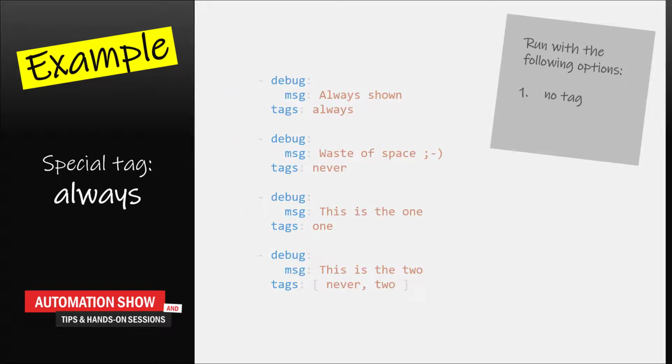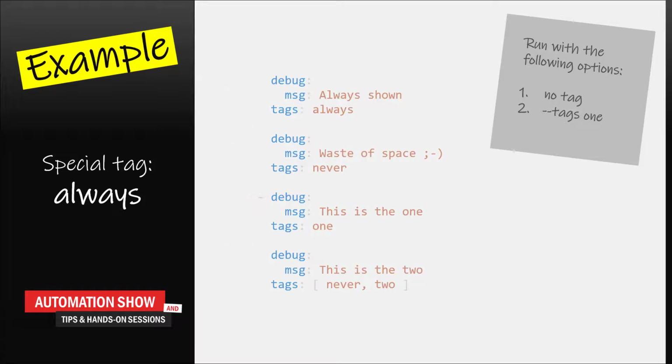What happens when we add tag 1? The first task will be executed. Second task will never be executed. That's really a waste of space. The third task will also be executed because the tag matches. And the fourth task will not be executed.